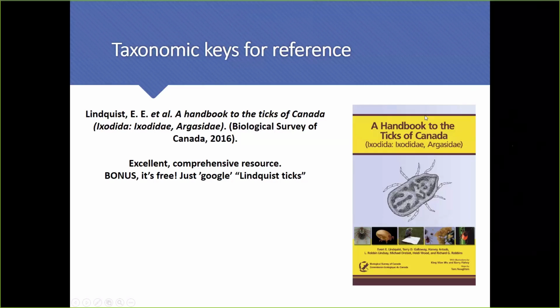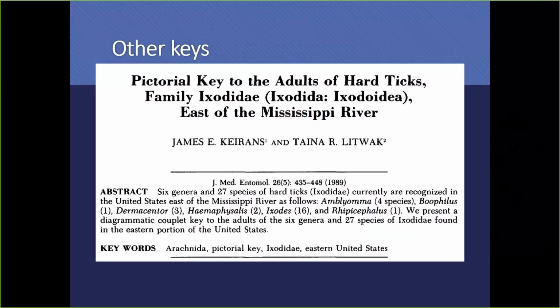So again, you need a good taxonomic key to work through these specimens. The one that I would recommend is one I'm a co-author on. And because I'm Scottish, it's the best one ever because it's free. You just Google it and you'll see this Handbook to the Ticks of Canada, and it has keys to all of the instars, including the soft ticks for those who are super keen. To keep in your repertoire, it would be good to also have this older key by Keirans and Litwak on the adult stages east of the Mississippi River.